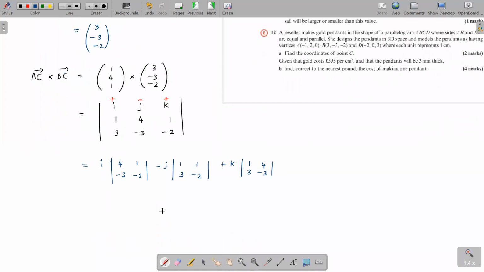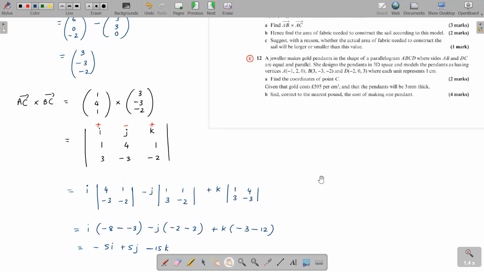And then let's get the value of each 2 by 2 determinant. 4 into minus 2 is minus 8, minus 3 into 1 is minus 3. Minus j times 1 into minus 2 is minus 2, minus 3 into 1 is 3. Plus k times 1 into minus 3 is minus 3, minus 3 times 4 is 12. So what do we get here? Minus 8 minus minus is plus, so minus 8 plus 3 is minus 5i. Minus 2 minus 3 is minus 5, into minus j is plus 5j. Minus 3 minus 12 is minus 15k. So this is AC cross BC. Is that clear? So this is AC cross BC.